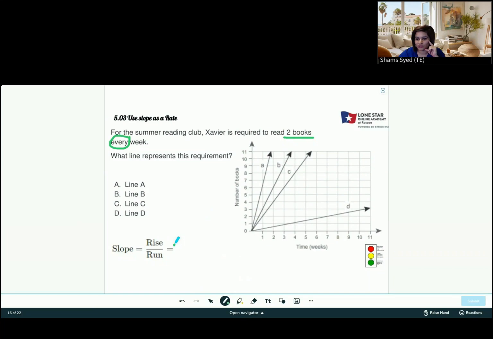Can I say the slope is 2? Because every week, whatever the word per, every is slope, right? So 2 is the slope, 2 per week. And 2 is the same as 2 over 1. That makes sense? Let's see, line A, B, C, or D is the one that is the slope of 2 over 1. What do you guys say?